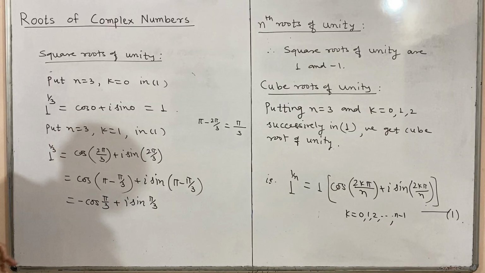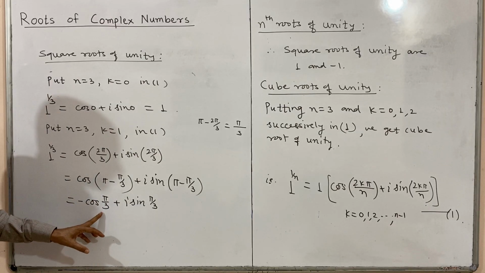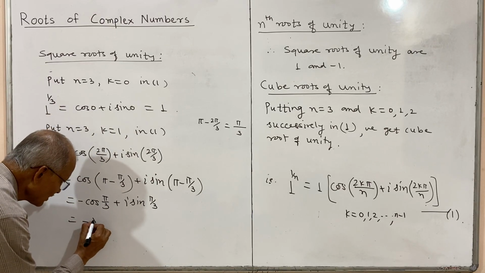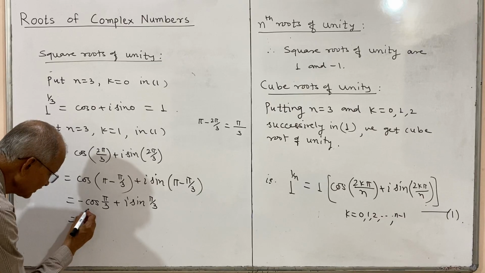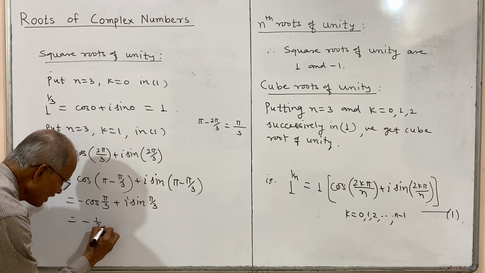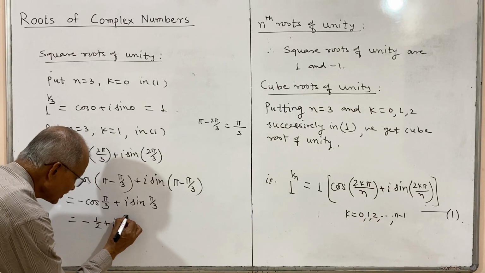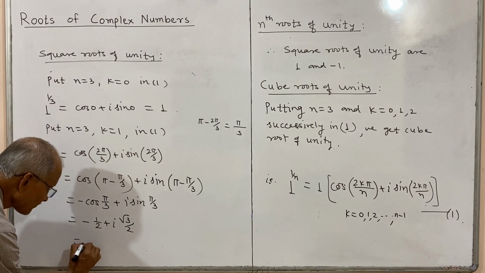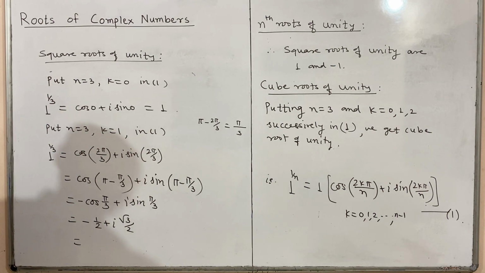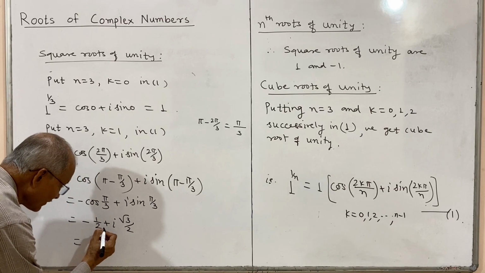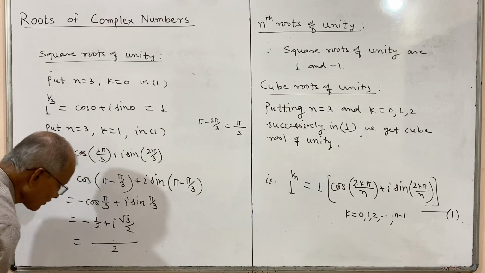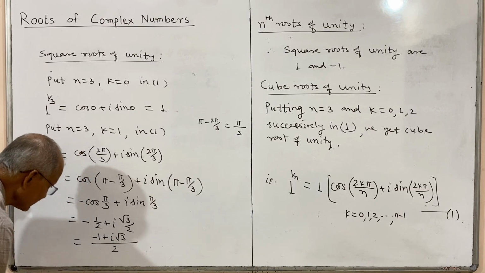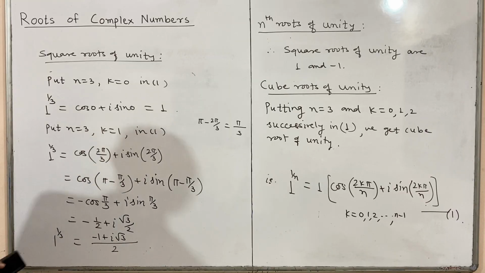Pi by 3 is the angle which in degrees is 60. So cos 60 we know is half, and sin 60 is root 3 by 2. So thus this root, we may write as minus half plus i root 3 by 2, or 2 is the common denominator: minus 1 plus i root 3 upon 2. This is the second cube root of unity.